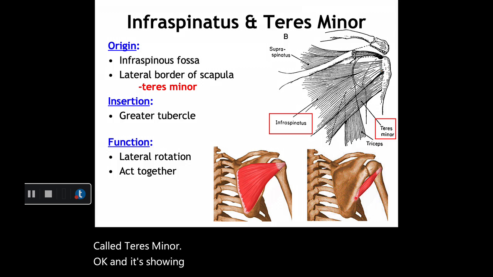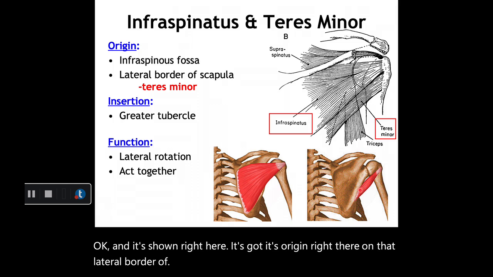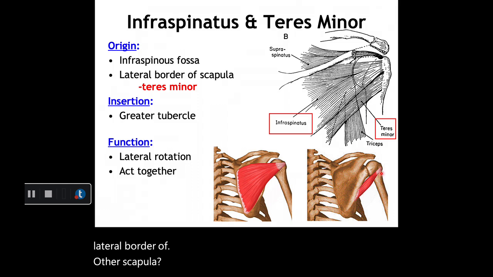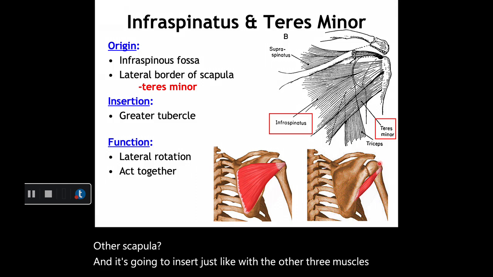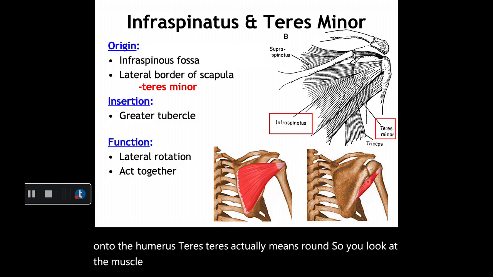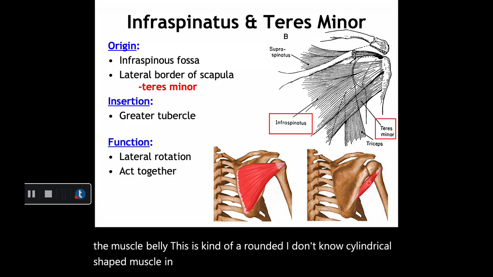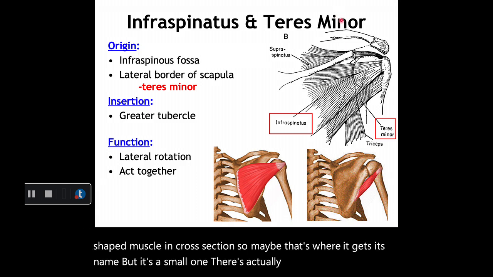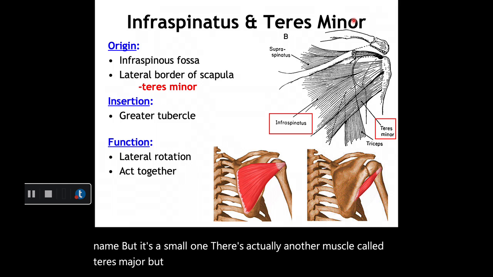It's got its origin right there on that lateral border of the scapula, and it's going to insert, just like with the other three muscles, onto the humerus. Teres actually means round. So you look at the muscle belly, this is kind of a rounded, cylindrical shaped muscle in cross section. So maybe that's where it gets its name, but it's a small one. There's actually another muscle called teres major, but it's not one of the rotator cuff muscles. We'll get into that later, next week.